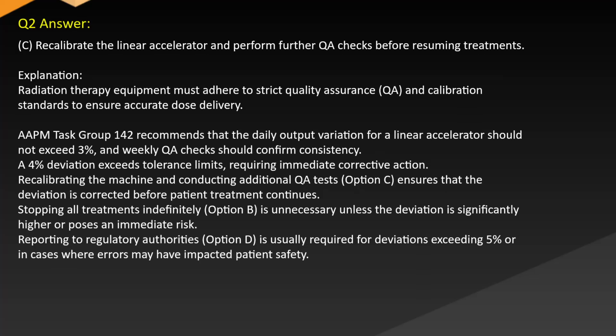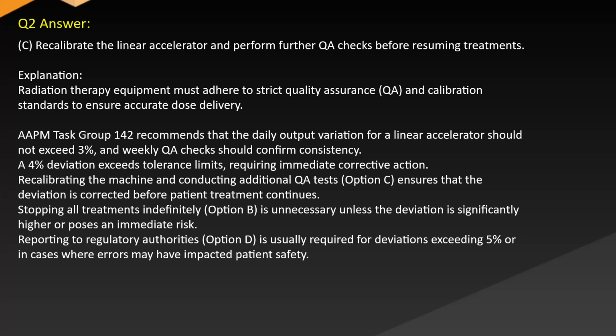Answer: C. Recalibrate the linear accelerator and perform further output checks before resuming treatments. Explanation: Radiation therapy equipment must adhere to strict quality assurance and calibration standards to ensure accurate dose delivery. AAPM Task Group 142 recommends that the daily output variation for a linear accelerator should not exceed 3%, and weekly output checks should confirm consistency. A 4% deviation exceeds tolerance limits, requiring immediate corrective action. Recalibrating the machine and conducting additional output tests, option C, ensures that the deviation is corrected before patient treatment continues.